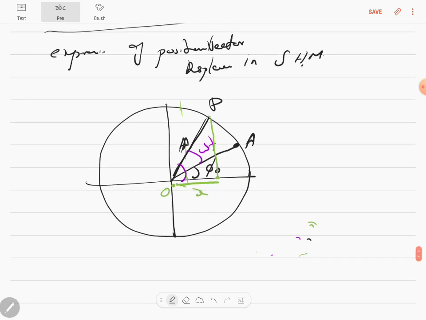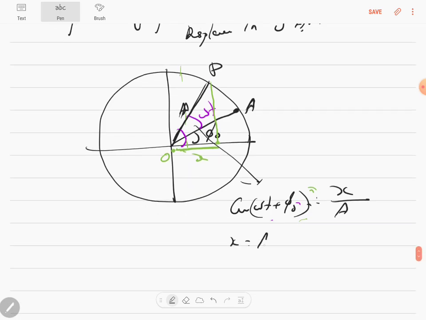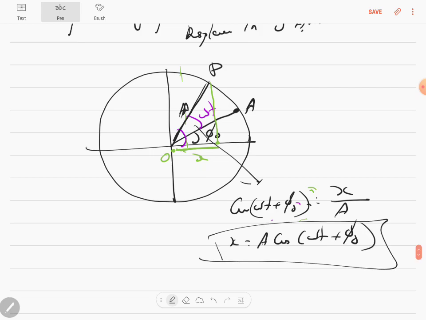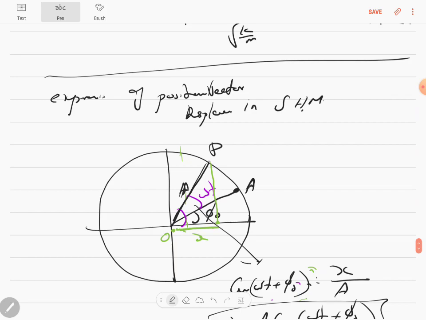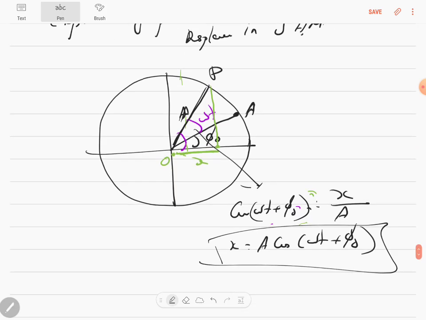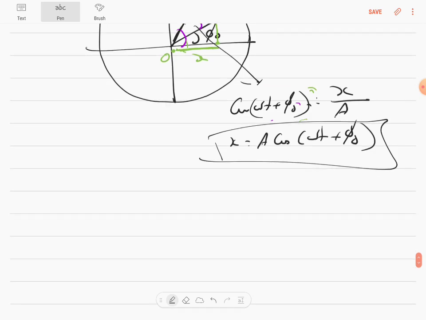Taking this right triangle, you can write cos of omega t plus phi naught is equal to adjacent by hypotenuse, which is A. Therefore, x is equal to A cos(omega t plus phi naught). This is how we get an expression for the displacement depicted on a rotational motion. When you differentiate, you get velocity. When you differentiate again, you get acceleration. That you know. So now let's do velocity.